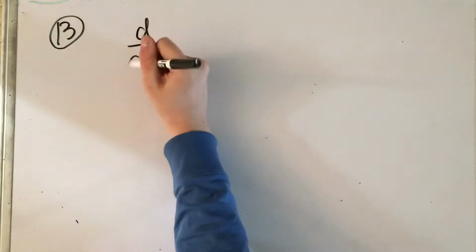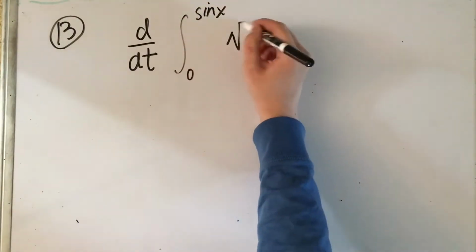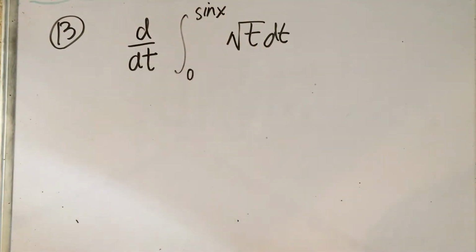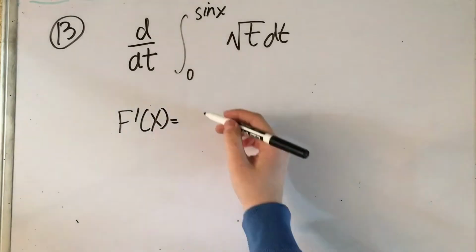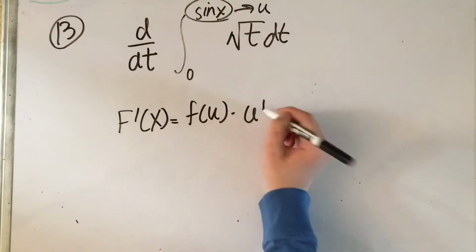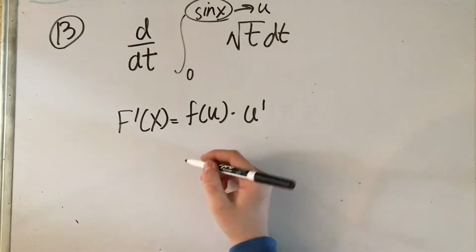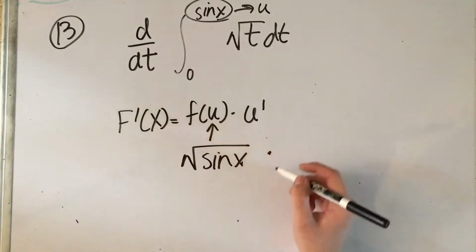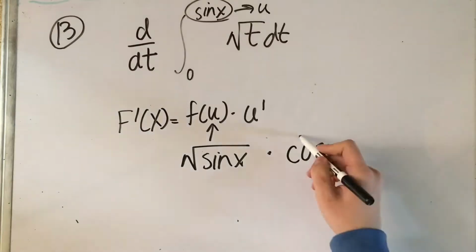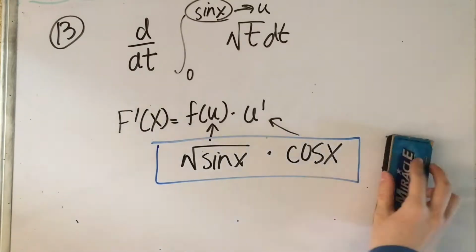Let's take another example, 13. We are asked to find the derivative of the integral from 0 to sine x of root t dt. Now, the upper limit is not just merely x, but sine x, so we must denote that u. We remember from derivatives that the chain rule is f prime of x equals f of u times u prime. We know f of u is root sine x, and the u prime is cosine x, and here we have found our answer.